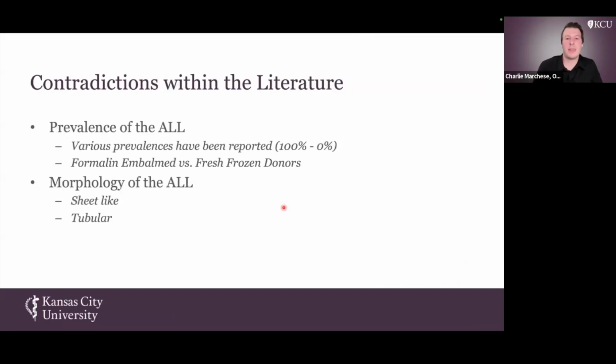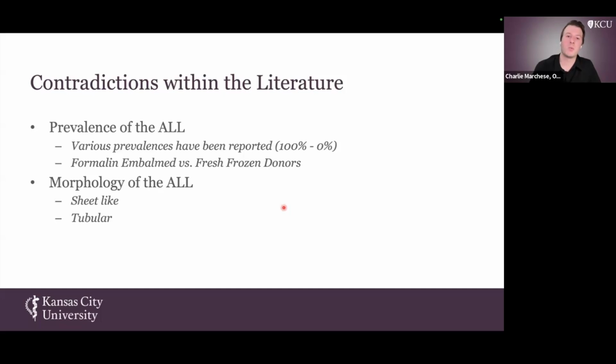Okay, so now that we've done our anatomy review, we can discuss where this problem, or I guess this question, arose. If you look at the ALL within the literature, there are lots of contradictions. There's lots of conflicting info on most aspects of the structure. So if we're looking from a gross perspective, the first thing I want to talk about is the prevalence of the ALL. In some studies, the prevalences have been anywhere from 100% to 0%.